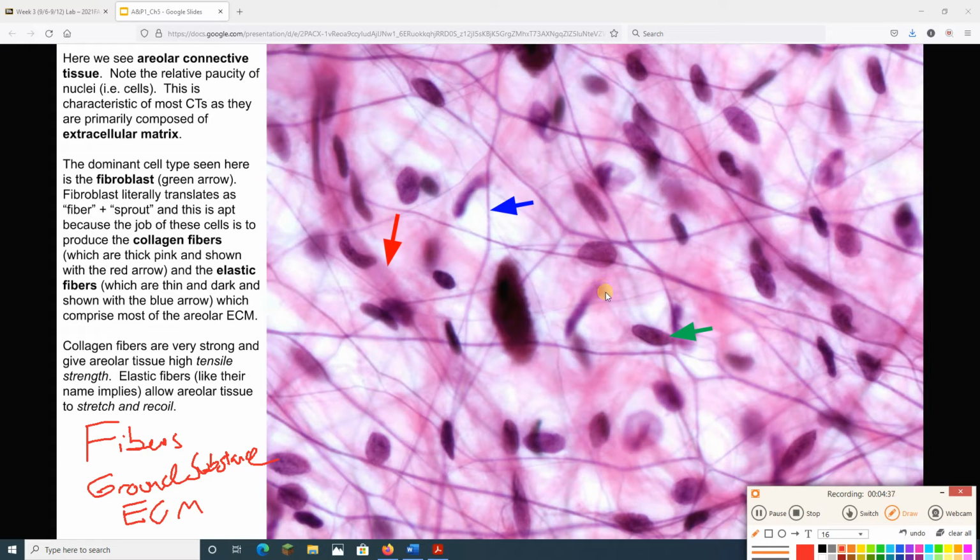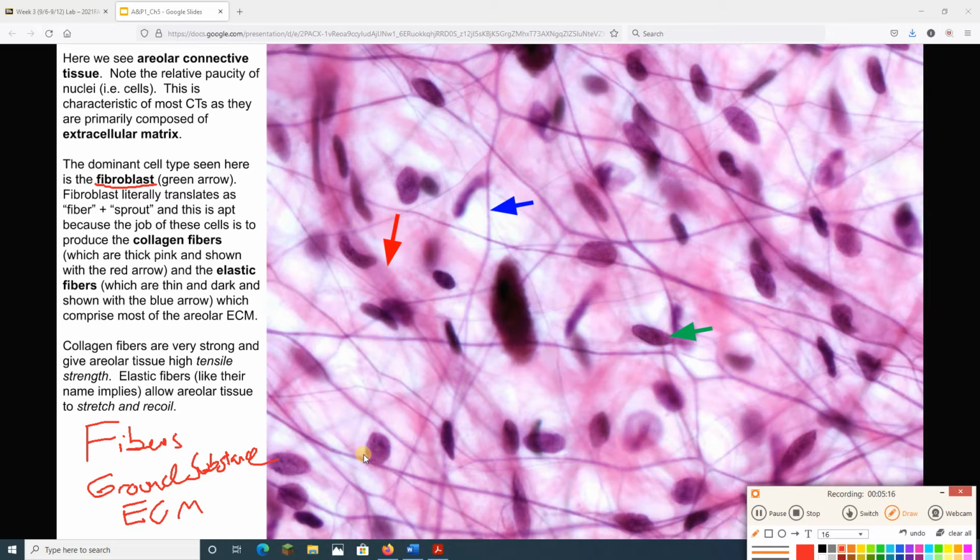Now, the most common cell I do see here, the green arrow is on the nucleus of one. Here's another one right here, another one right here. These cells are called fibroblasts. So this is a fibroblast right here. Fibro means fiber, blast means sprout. I like to think of blast as indicating the process of production. So these cells are all about fiber production. They are the fiber makers. So these fibroblasts are fiber makers.